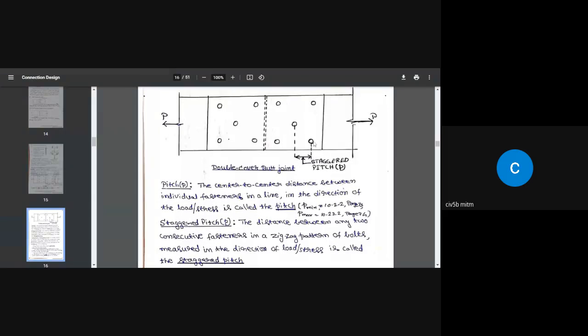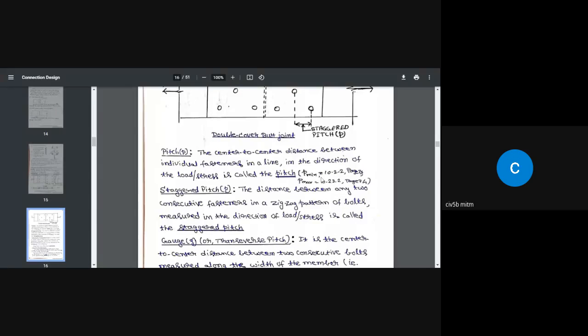Okay, so when you say pitch, as I said in the previous case of chain bolting, it is the distance between two successive bolts. Because it is staggered bolting, this is the distance between two successive bolts, and that is called staggered pitch. So I have given a brief explanation on pitch, staggered pitch, and gauge or transverse pitch.